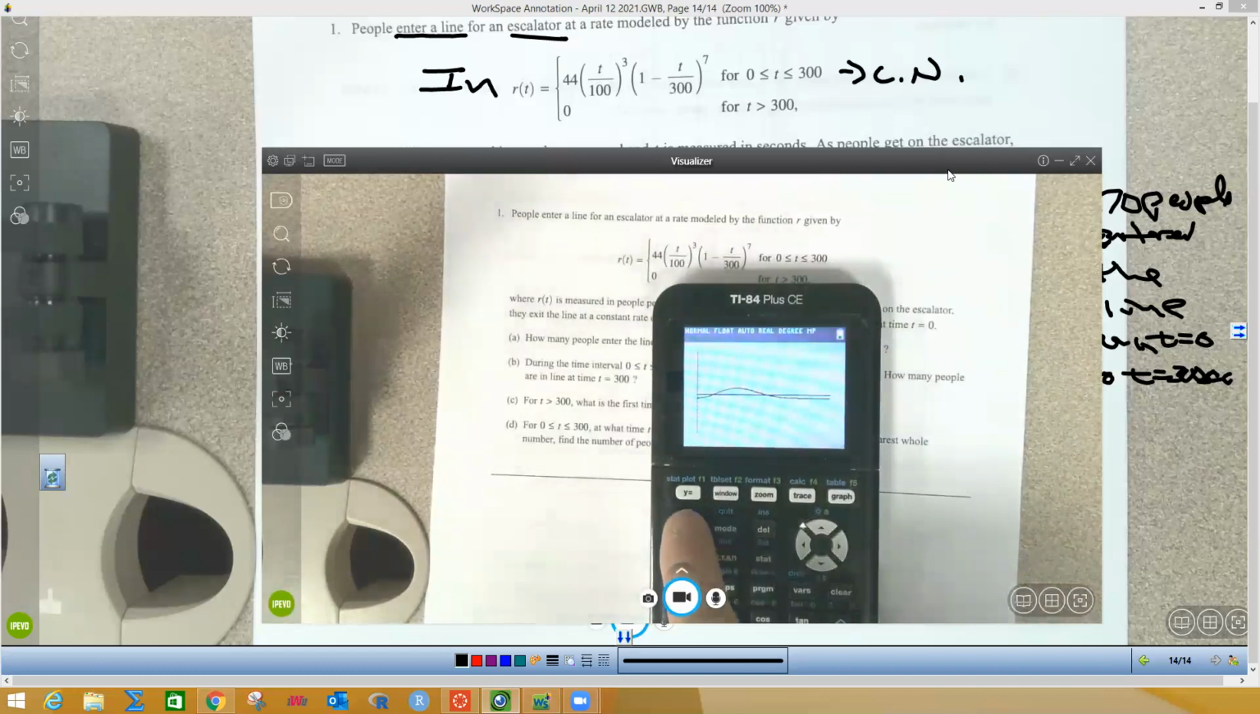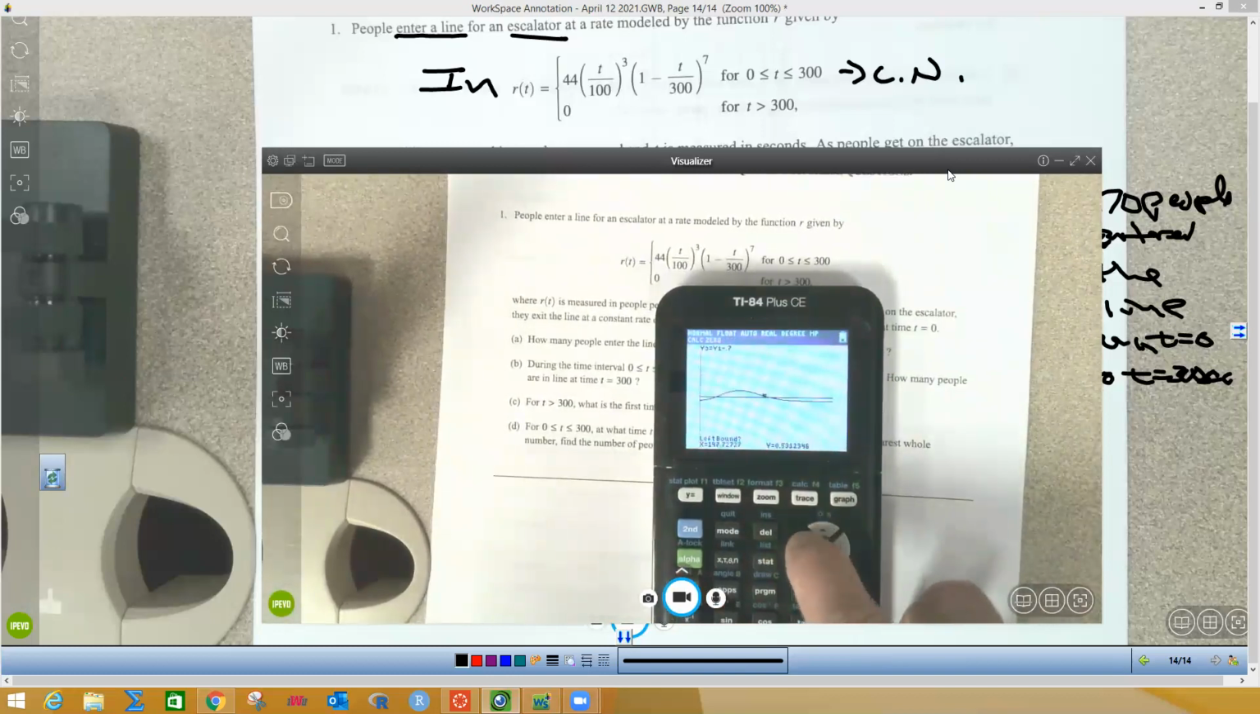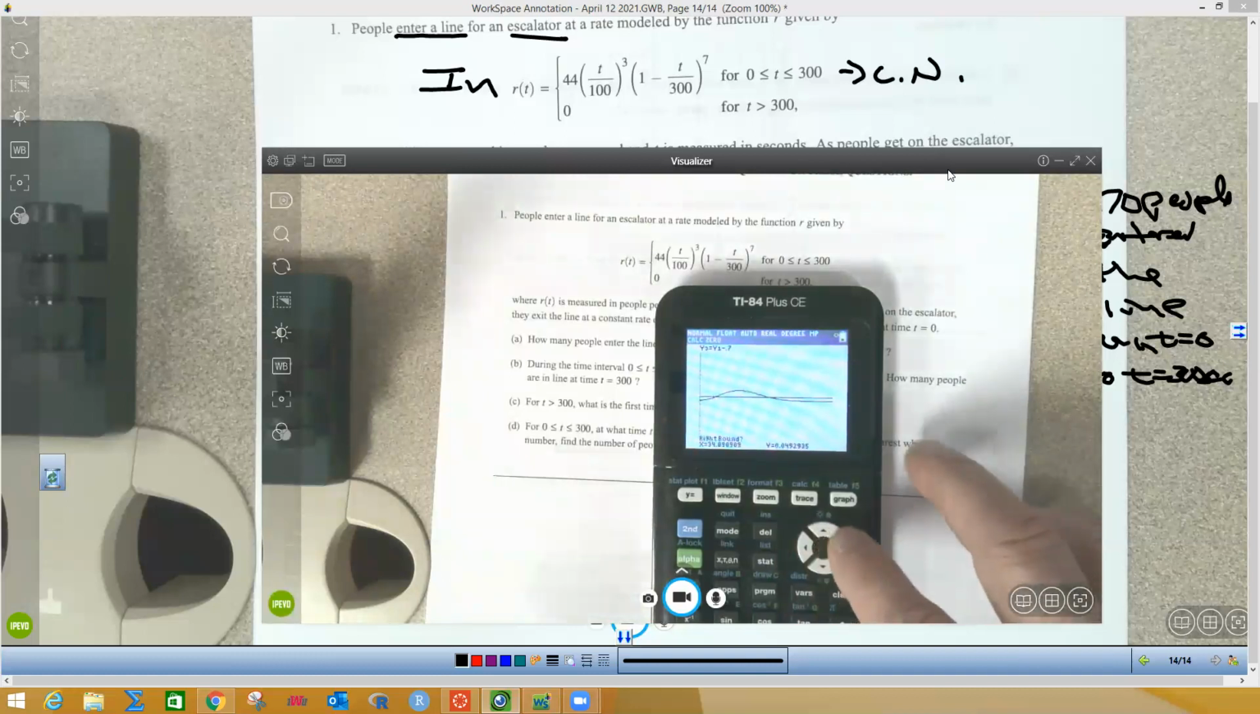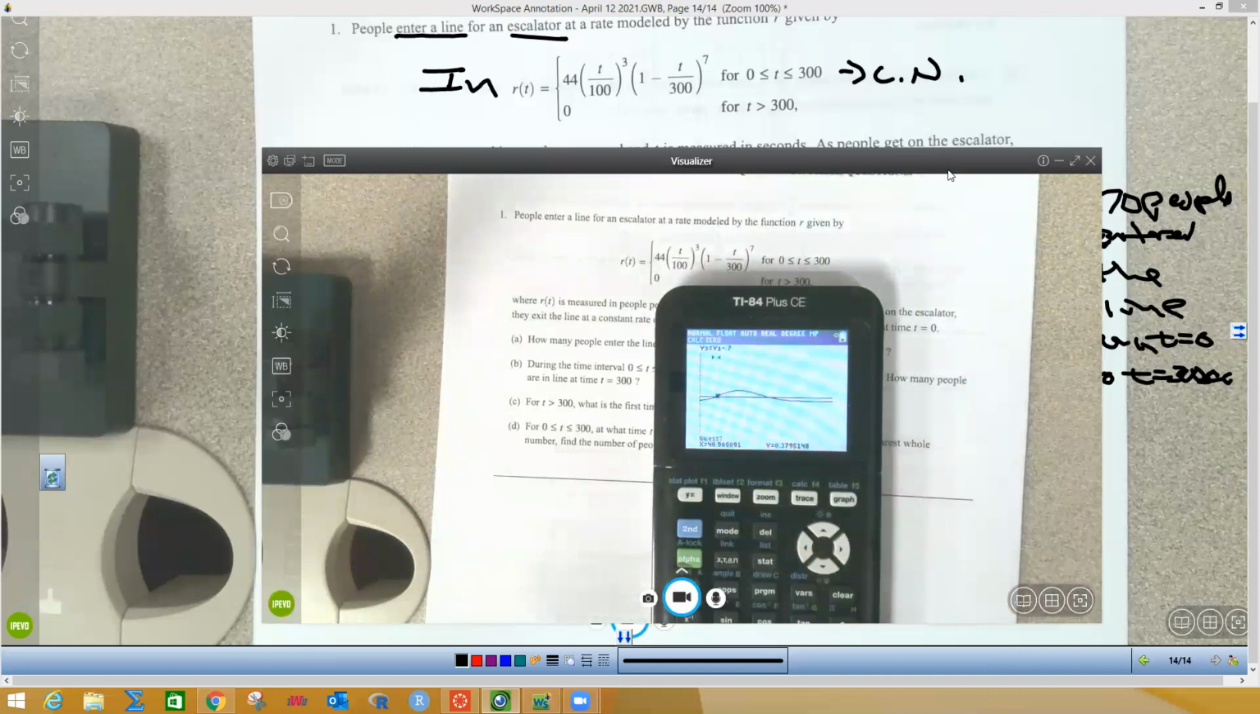So I'm going to find those. So I'm going to hit second, calc 5. Nope, sorry, second, calc 2. I need the zeros here. So I'm going to go way back over here and find this zero. So I'm going to hit enter when it's below, go above, hit enter, and hit enter again. So one critical number is that, and I'm going to save that critical number in A.